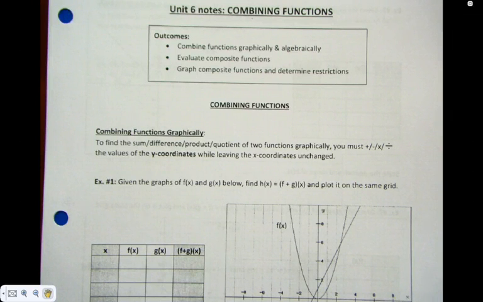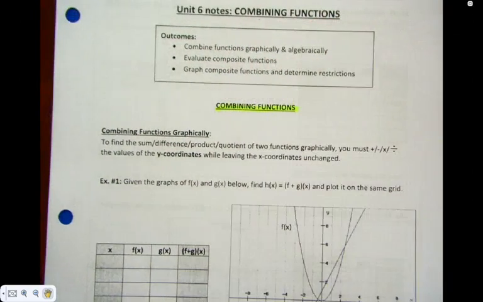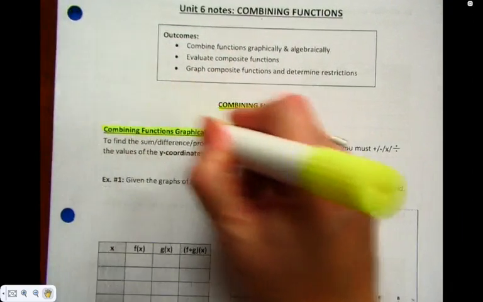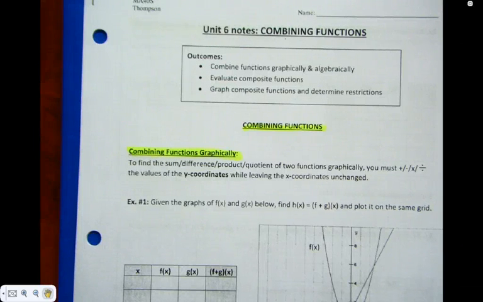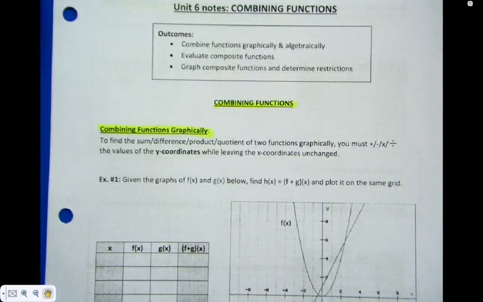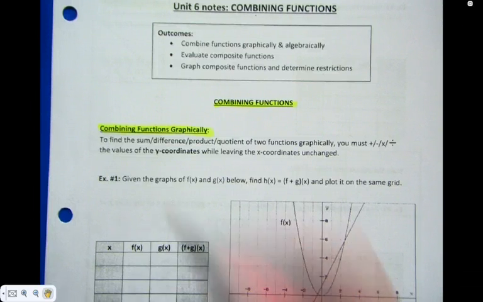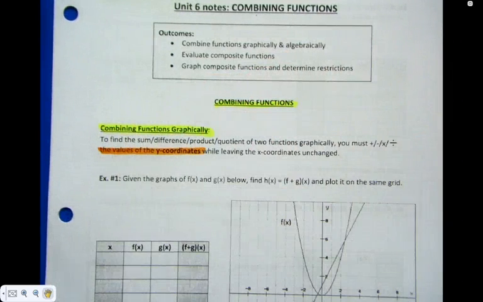So today we're going to do what's called combining functions. So adding, subtracting, multiplying, dividing. We're going to do it graphically first. And then in a bit, once we do that, we'll do it algebraically. Here's what you really need to know. To find the sum, difference, product, or quotient of two functions graphically, you must either add, subtract, multiply, or divide the values of the y coordinates while leaving the x coordinates unchanged. Okay, so when we combine functions, we only combine the y values. The x's don't change.